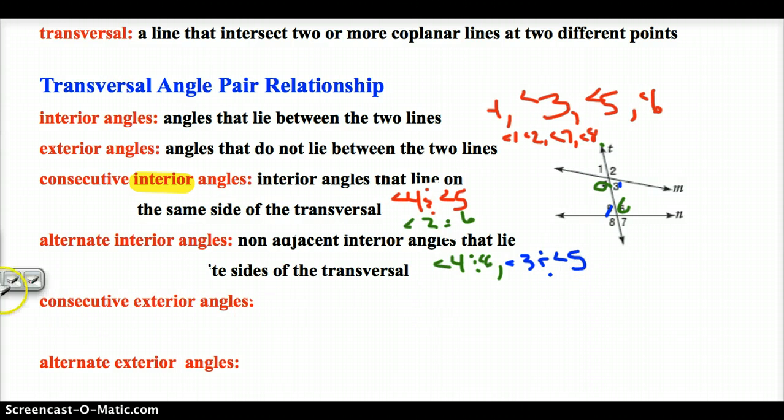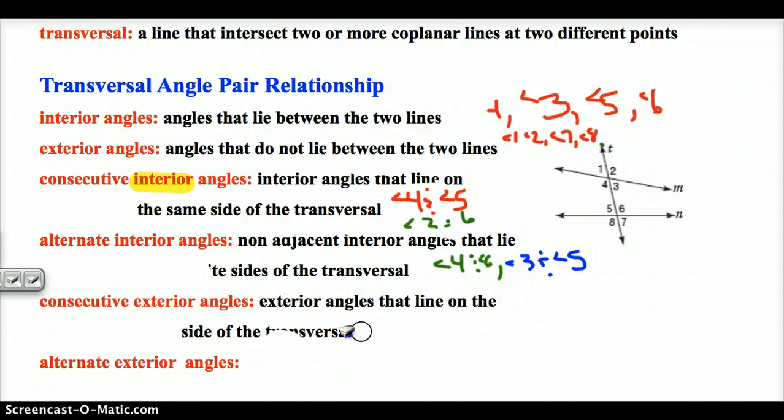And so next is our consecutive exterior. We know what exterior means. Exterior means on the outside, and consecutive is lying on the same side of the transversal. So I'm going to have exterior angles that lie on the same side of the transversal. So when I'm looking and trying to come up with examples for this, it would be 1 and 8. Or 2 and 7.